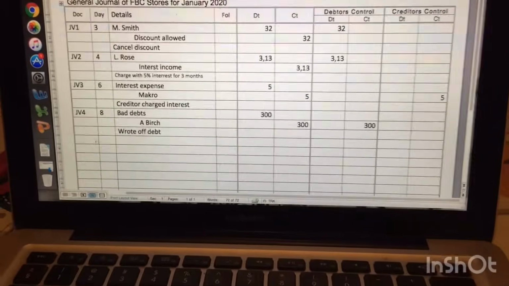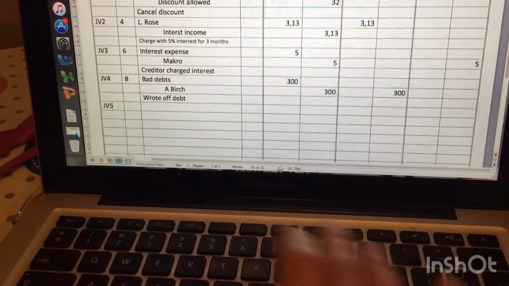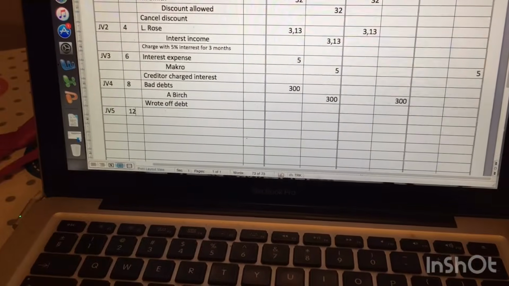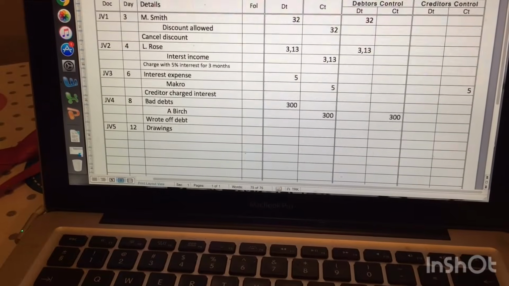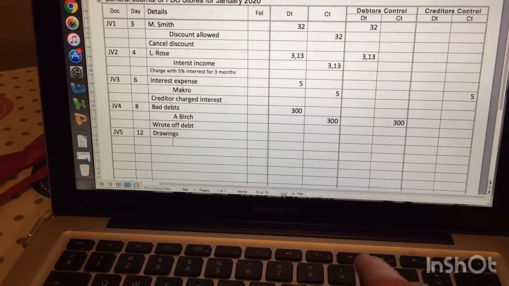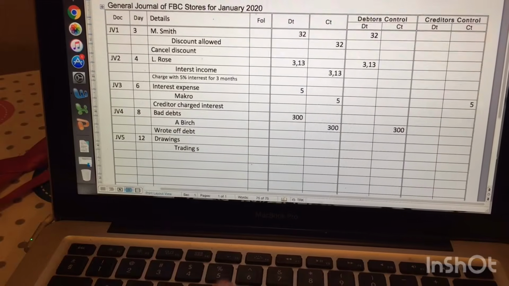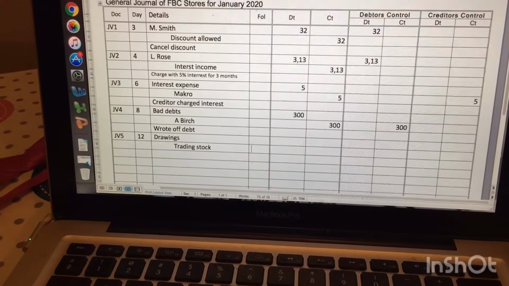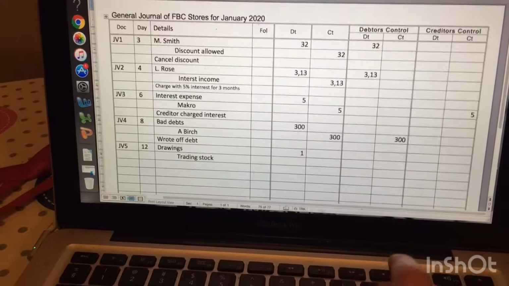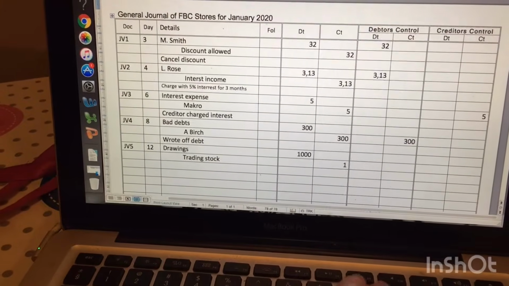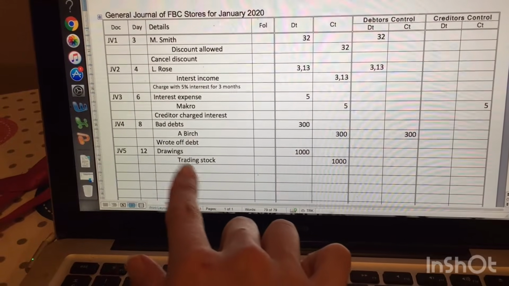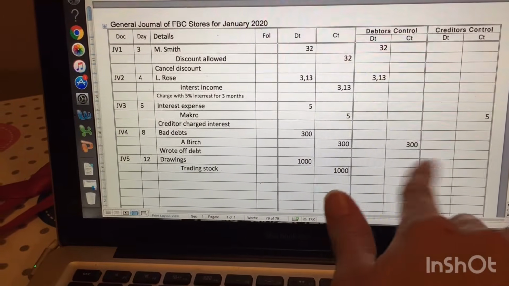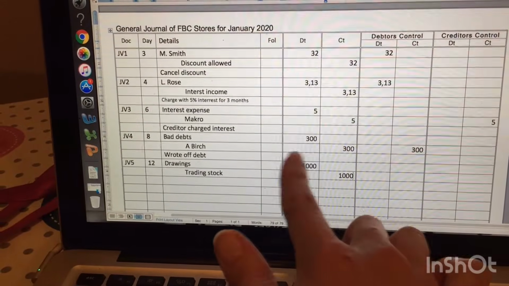So when I go to my general journal, I'm going to have journal voucher number 5. This happened on the 12th. The account debited is drawings, and then whatever he took, in this case, he took trading stock. That will be credited. And then in the debit column 1,000 and in the credit column 1,000. And now I don't have a person over there, which means I'm not writing in either of these columns. It's just over there.